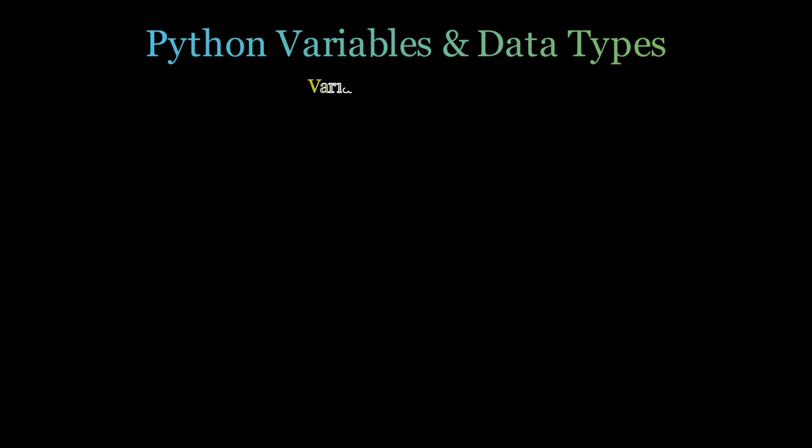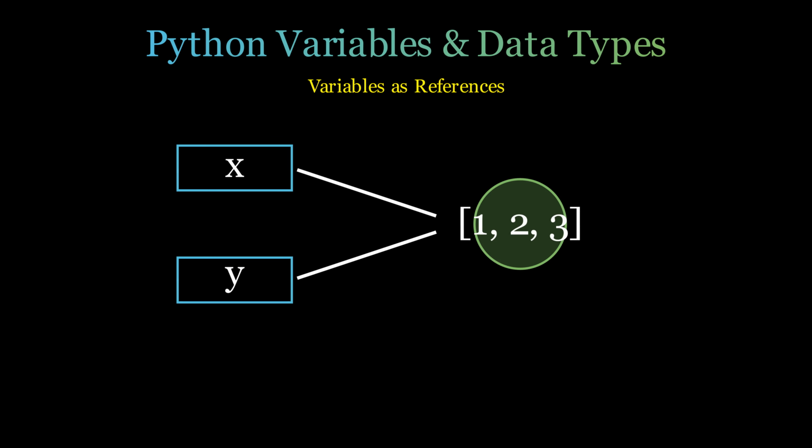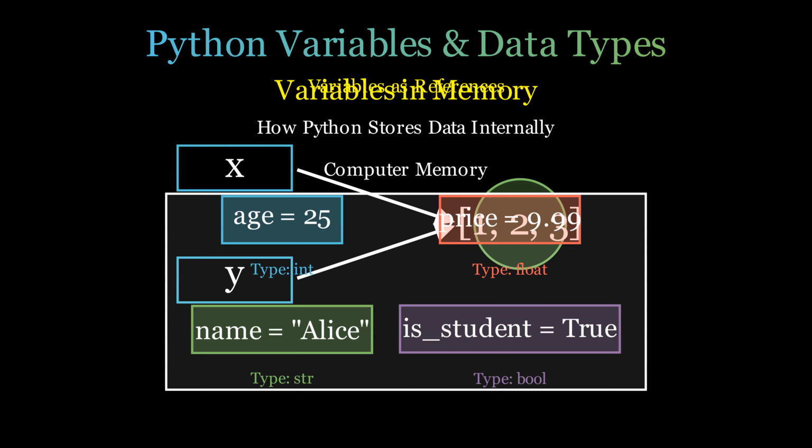An important concept is that variables in Python are actually references to objects in memory. Multiple variables can reference the same object, which affects how changes propagate. Here we have two variables, x and y, both referencing the same list object in memory. When we modify the list through either variable, the change will be visible through both references. This is different from some languages where variables contain the actual values rather than references.